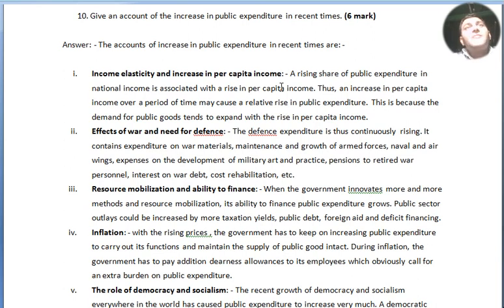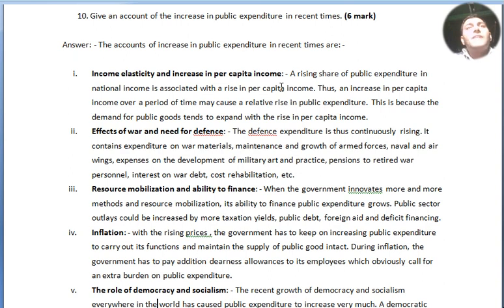Question number 10. Give an account of the increase in public expenditure in recent times. The account of increase in public expenditure in recent times is: number 1, income elasticity and increase in per capita income. A rising share of public expenditure in national income is associated with a rise in per capita income. Thus, an increase in per capita income over a period of time may cause a relative rise in public expenditure. This is because the demand for public goods tends to expand with the rise in per capita income.